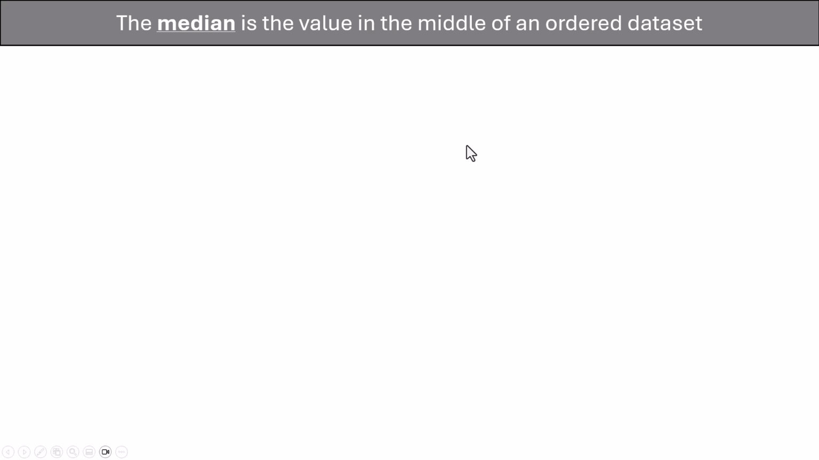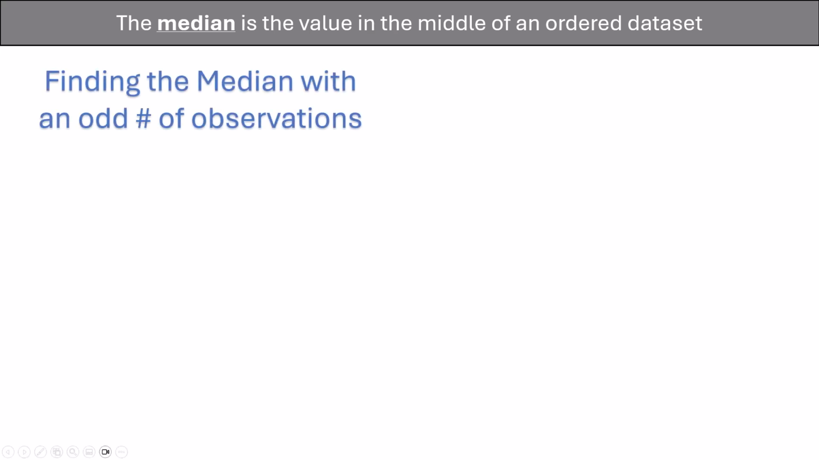If you have an odd number of observations, such as 3, 5, 7, or 9, there's going to be one single value in the middle. That will be your median. If you have an even number of observations, such as 2, 4, 6, or 8, there's not going to be one single value in the middle. So there's going to be a slightly different process to calculate the median. Let's first focus on when we have an odd number of observations.